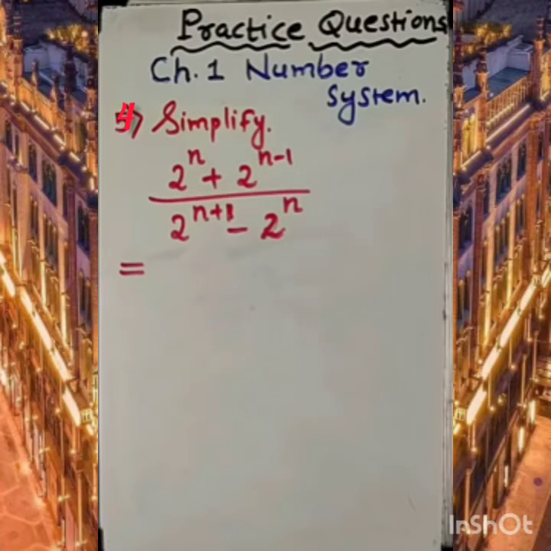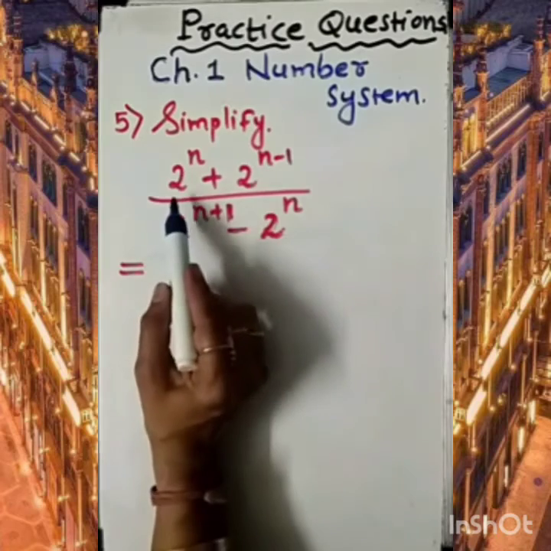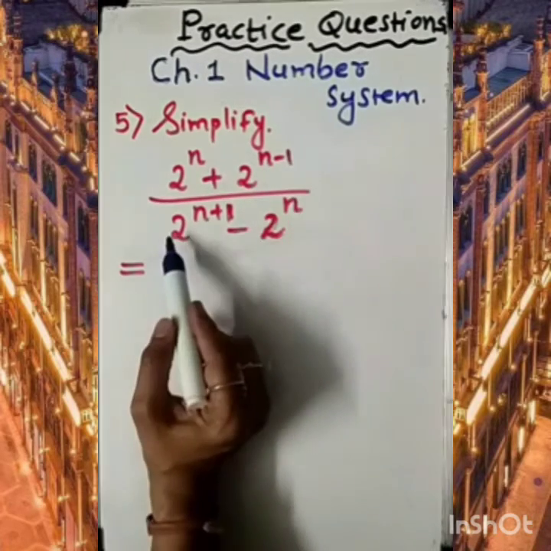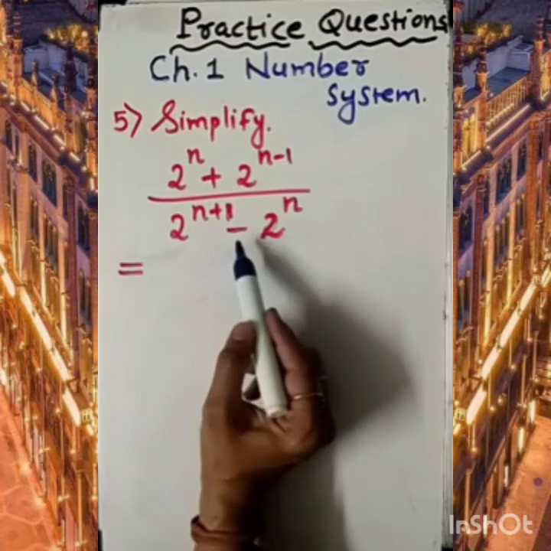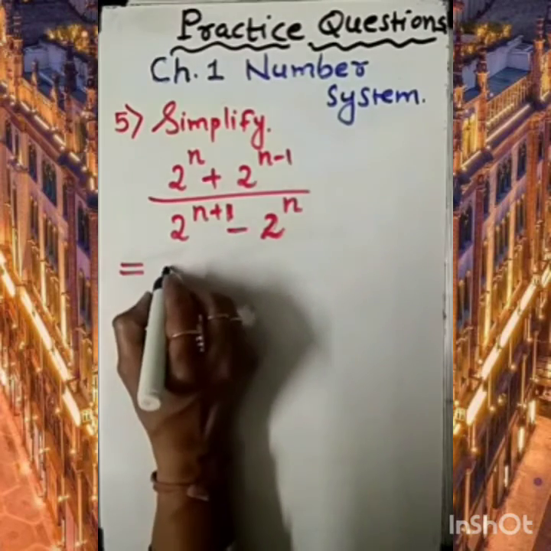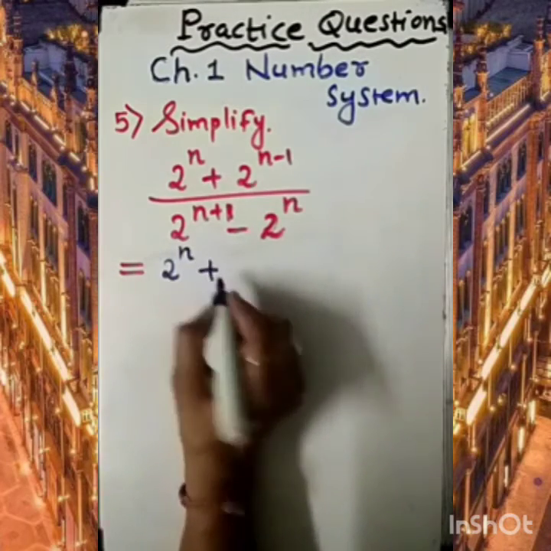Practice question. Here in the practice question of chapter 1, Number System, we are taking one more question. Simplify: 2 to the power n plus 2 to the power n minus 1, over 2 to the power n plus 1 minus 2 to the power n. Okay, now how to do this question? The 2 to the power n that is given, let it be as it is.